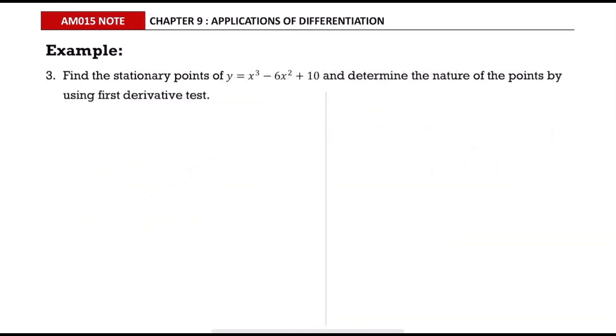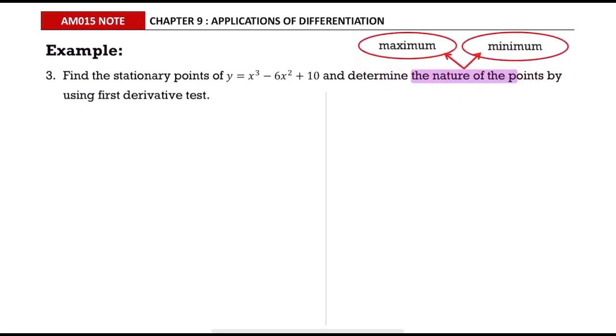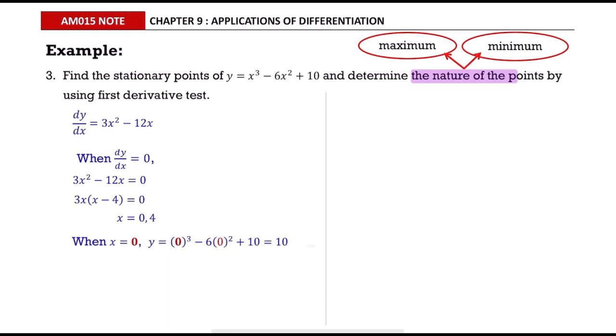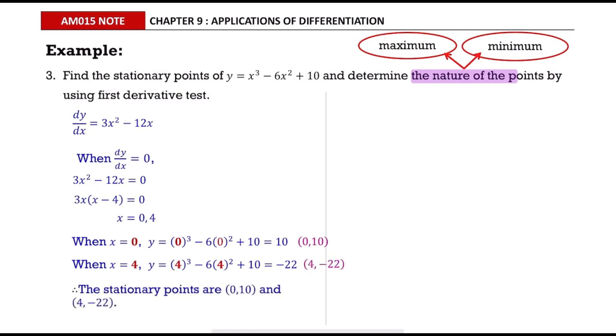In this example, we want to find stationary points and determine the nature of the points. The nature here means whether it is a maximum or minimum point. So find dy/dx first, then equate it with 0. This expression can be factorized and solved for the value of x. After that, find the values of y by substituting x equals 0 and x equals 4 into the equation. And state the stationary points.